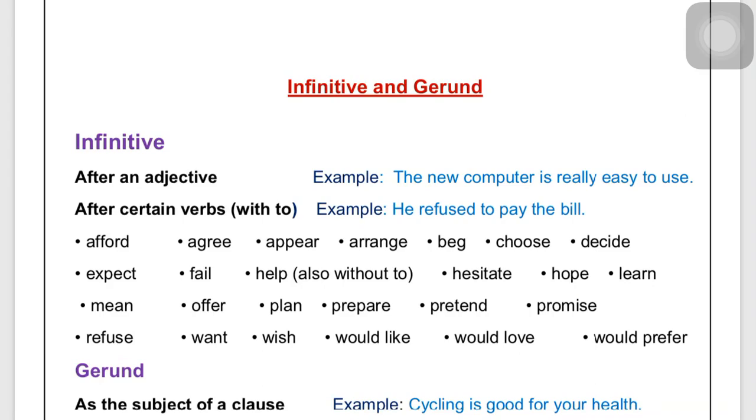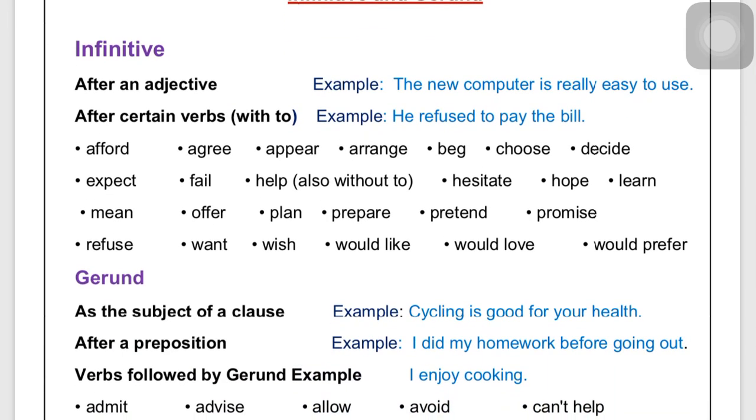Let's move to the gerund. We can use the gerund as a subject of a clause. For example, cycling is good for your health. Cycling here, we use it as a subject. I can say, swimming is fun. Swimming here is a subject.